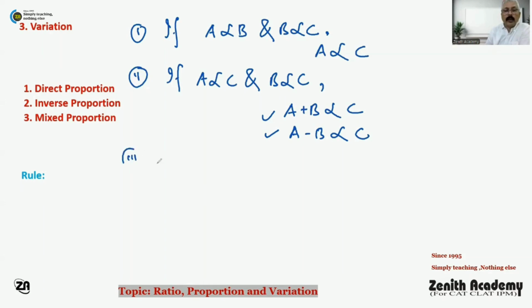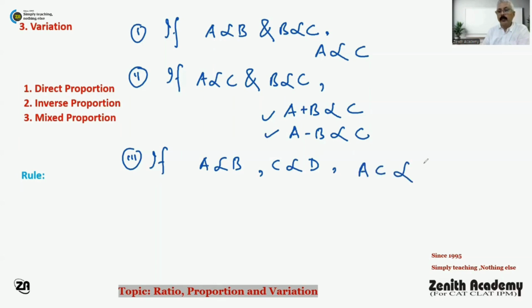Third, if A is directly proportional to B and C is directly proportional to D, then in this scenario, A into C will be directly proportional to B into D. These are some very important results. You have to understand and learn them. You will have very important applications in your variation-based questions.